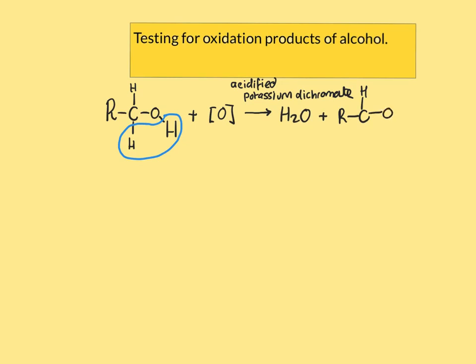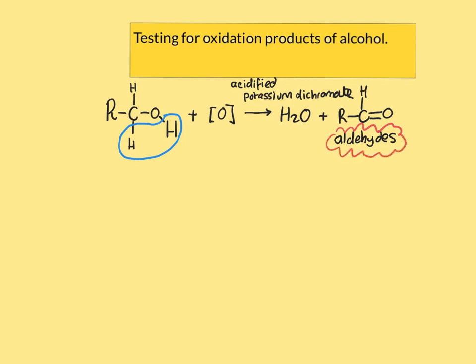And where we had a single bond oxygen here, we now have a double bond oxygen, and that class of compounds is called the aldehydes. And what we're going to do is to see how we can identify aldehydes using a chemical test.